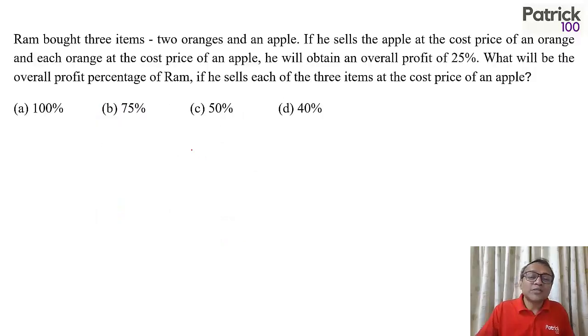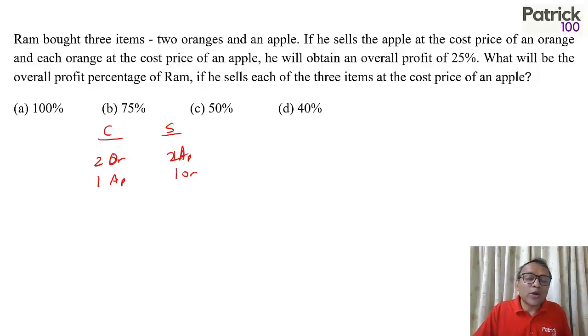Ram bought 2 oranges and an apple, so your cost is 2 oranges and 1 apple. Your selling price is 2 apples and 1 orange. Let's say the orange's price is O and the apple's price is A. Profit is selling price minus cost price, which if you calculate becomes apples minus oranges.